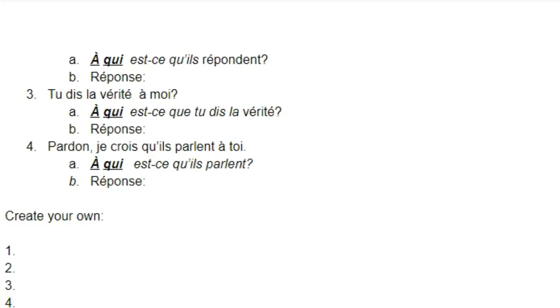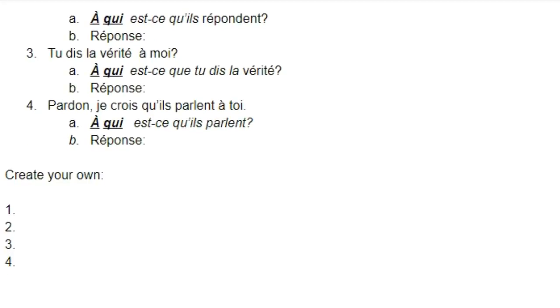Now try these last two and see if you can do them on your own. I'll give you a hint for the first one. Tu dis la vérité à moi. You're telling who the truth? Who are you telling the truth to? Tu dis la vérité à moi.